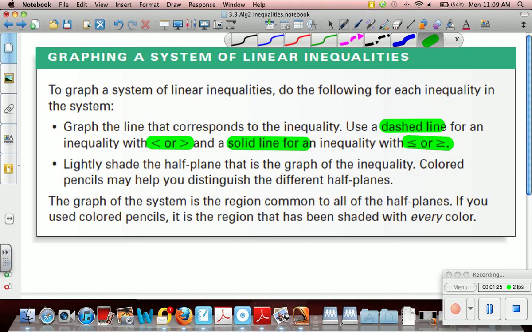And then realize that when we shaded before, you're going to have to shade part of the plane for the inequality. So you shade for one, and then you're going to have to shade for the other. And where the two shadings come together, those are your solutions. So you're going to have two different shadings. Now I like to do them in colored pencils just so that you can see the difference, but you do not have to.